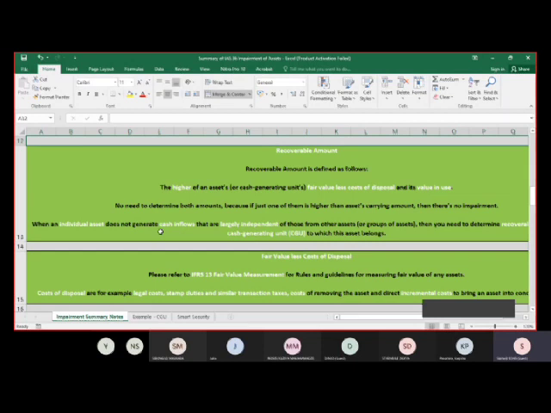No need to determine both amounts, because if just one of them is higher than the asset's carrying amount, then there is no impairment, right? So if, let's say in the exam scenario, they've given you information, and you realize that one of the recoverable amounts, either the value in use or the fair value less cost to sell, is higher than the carrying amount, there is no need to do impairment, because remember, it is the higher of the two. So obviously, if you don't know the other one, whether it's lower or higher won't make a difference, because anyway, you're going to take the higher value.